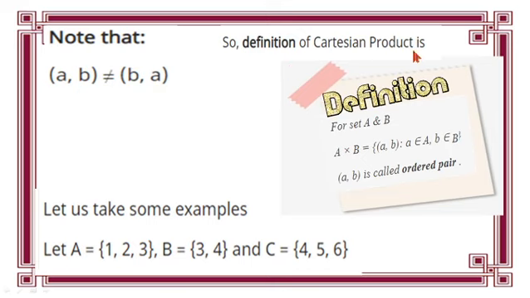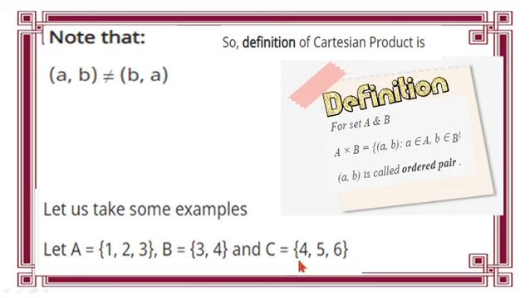So the definition of Cartesian product is for set A and B, A cross B is equal to the collection of all the ordered pairs AB where A belongs to set A and B belongs to set B, and this is called ordered pair. Now let us take some more examples.